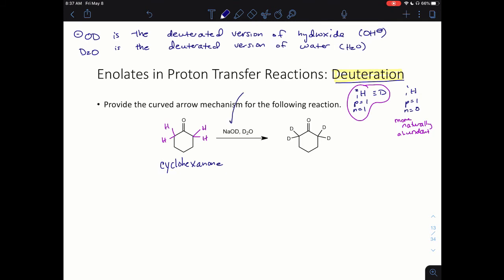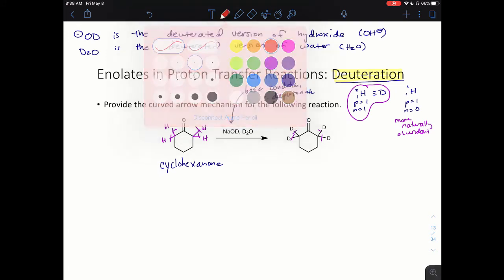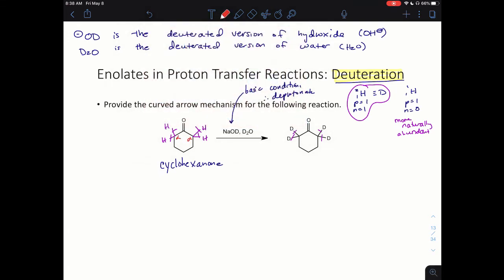We are in basic conditions. So if we're in basic conditions, then we're going to deprotonate. If you think about where to deprotonate, it's very clear you're breaking these CH bonds and you're making the carbon deuterium bonds. The CH bonds that you're breaking are on the alpha carbon, so that's super because we know how to do that. So let's go ahead and do that, and we'll deprotonate the alpha carbon on the right, but it does not matter.